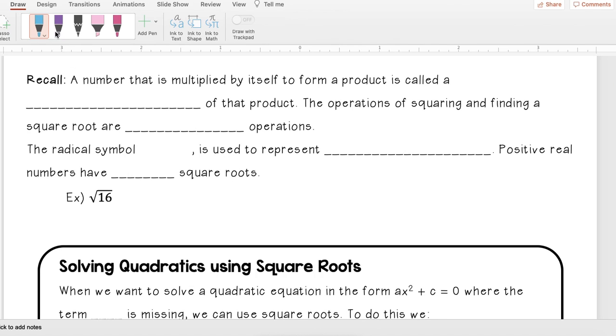So we learned how to solve quadratics by factoring. Another way that we can do it is solving using square roots. But before we get into that, I just want to recap what a square root is. If you recall, a number that is multiplied by itself to form a product is called a square root of that product.